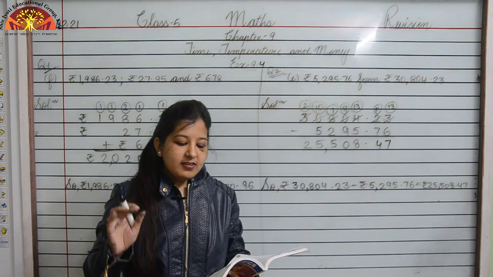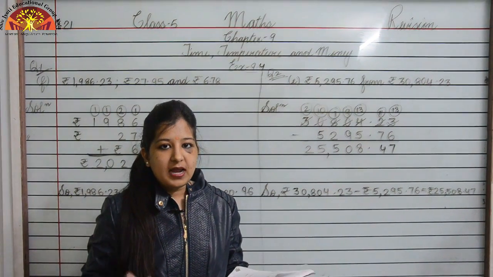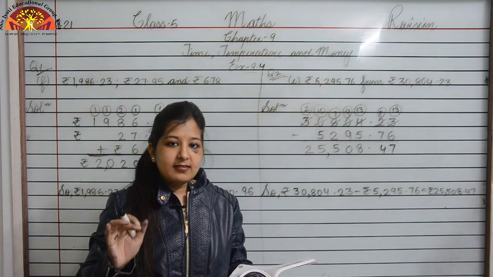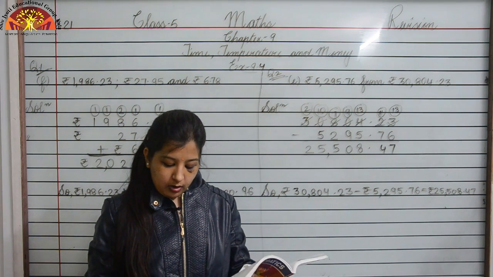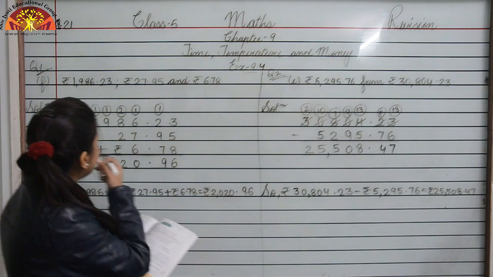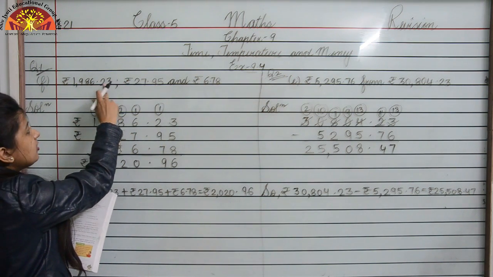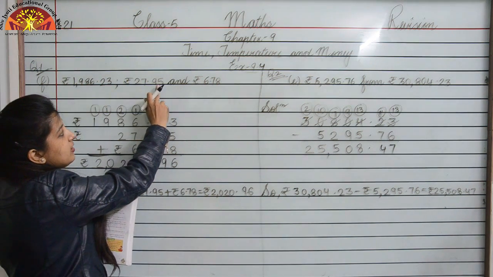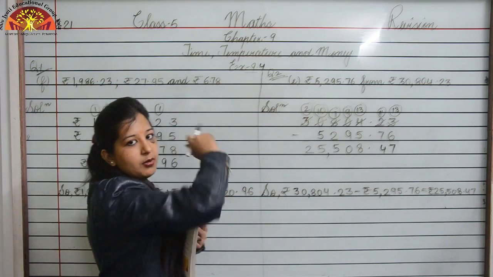Students, addition and subtraction of large amounts of money is similar to addition and subtraction of smaller amounts. So students, let's start revising F part of question number 1 of your book, page number 131. So here's the question. 1986 rupees 23 paisa, 27 rupees 95 paisa and 6 rupees 78 paisa.